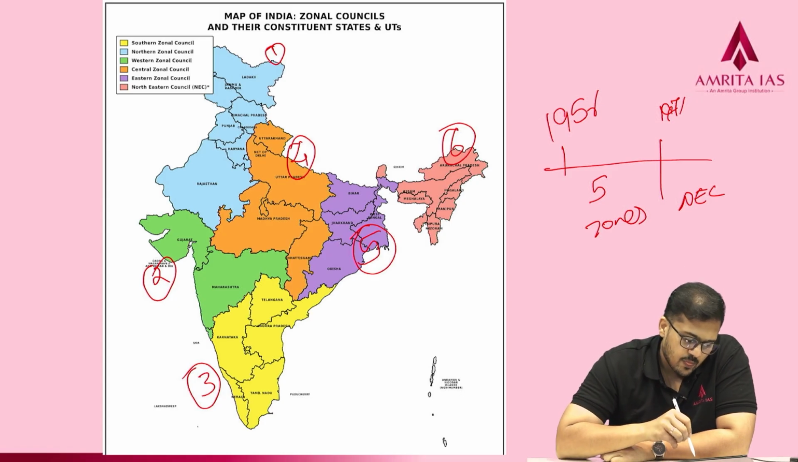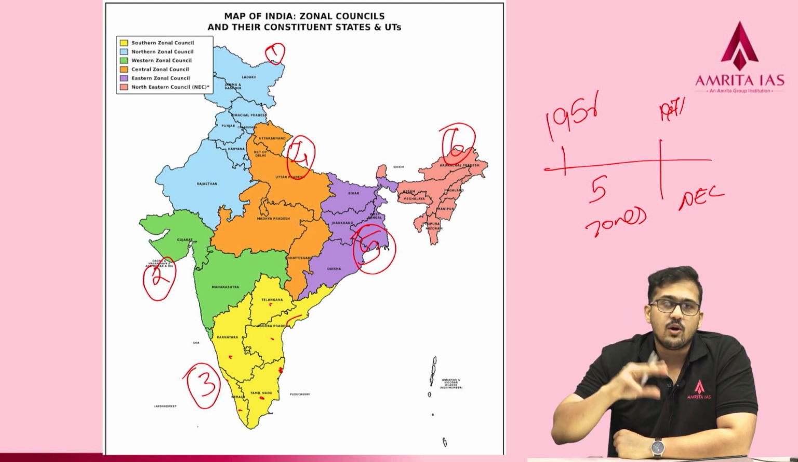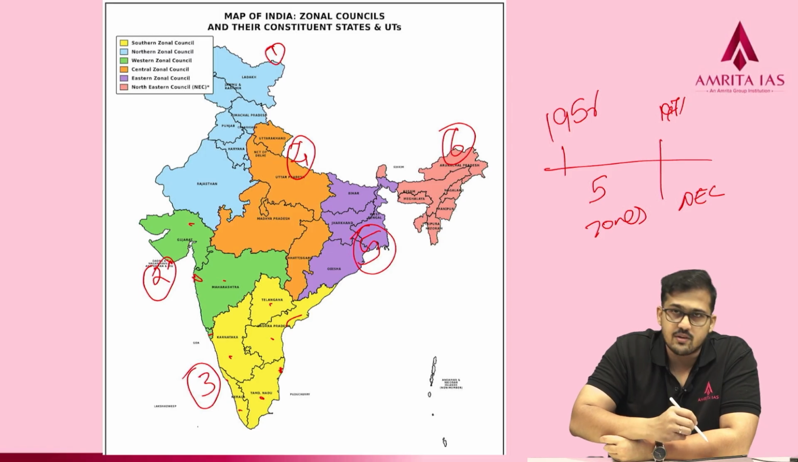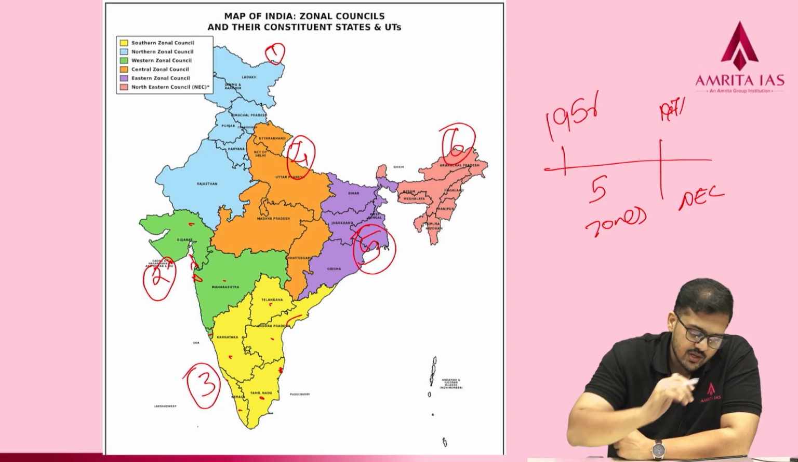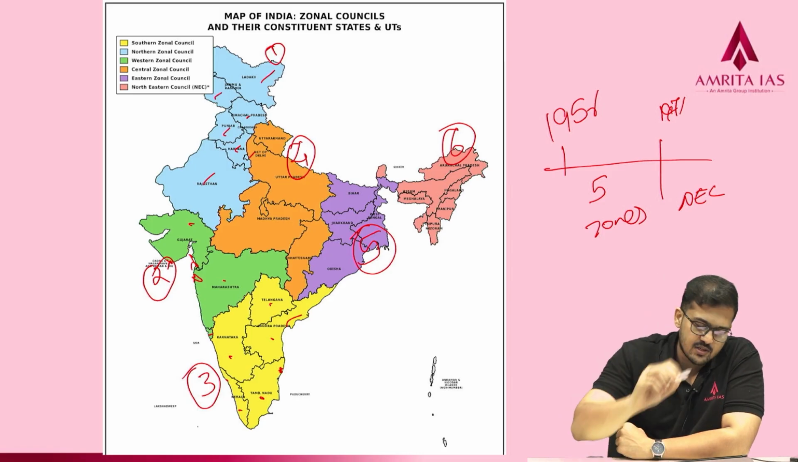Here in the southern zone, we have Kerala, Tamil Nadu, Karnataka, Andhra Pradesh, Telangana, and also the Union Territory of Pondicherry, which includes Puducherry, Mahe, Karaikal, and Yanam. All these territories were made part of the southern zone. Maharashtra, Gujarat, Goa, and Daman and Diu and Dadra Nagar Haveli were made part of the Western Zonal Council. When it comes to the Northern Zonal Council, we have Rajasthan, Haryana, NCT Delhi, Punjab, Himachal Pradesh, Jammu and Kashmir, and Ladakh.